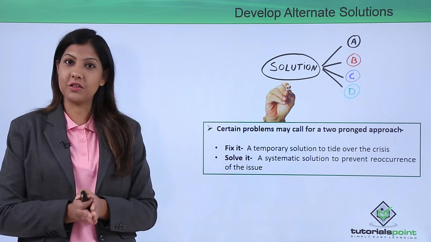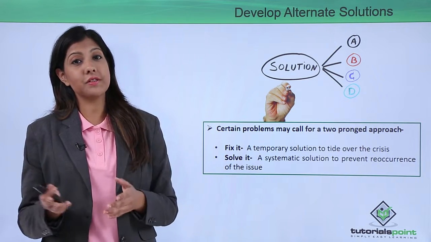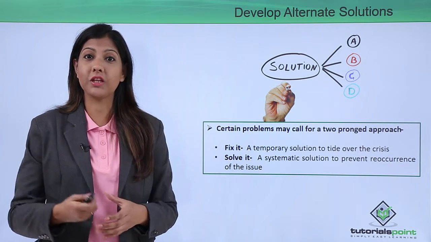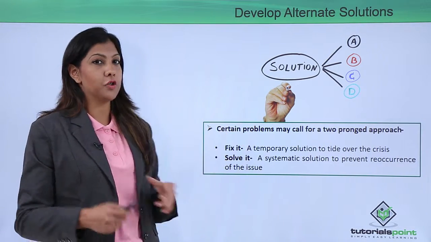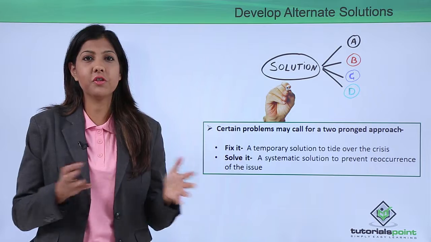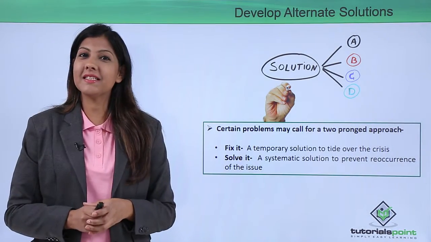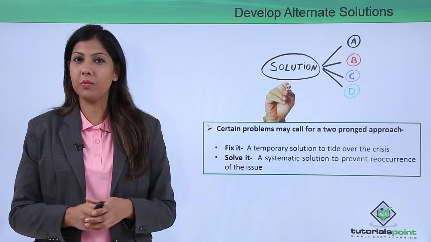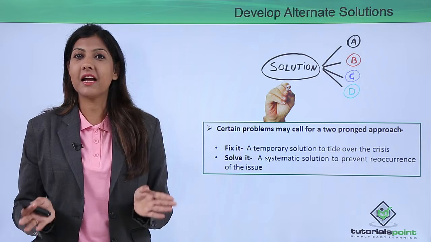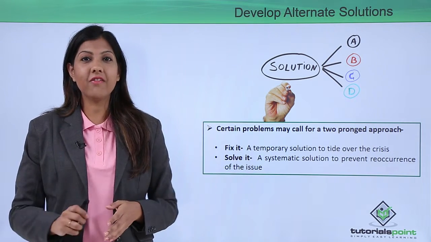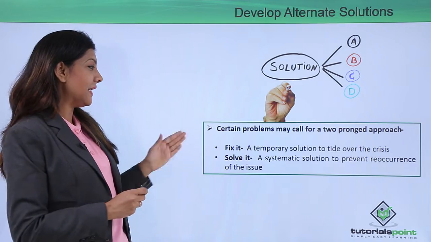Develop alternative solutions. Well, any particular problem will have different solutions that you can take to make sure that you give a solution to that problem. So certain problems may call for a two-way process, or there may be different ways or approaches you can take. For example, fix it means you need to immediately fix the problem in a temporary way, which means that you are overlooking anything else and you are just trying to focus on giving a quick relief to that particular problem which has come up. And secondly, solve it.